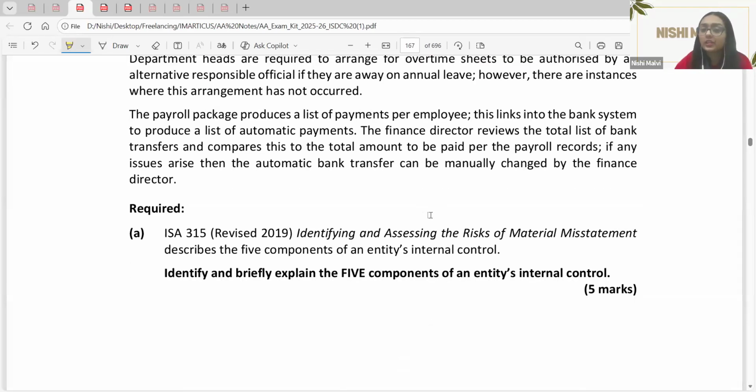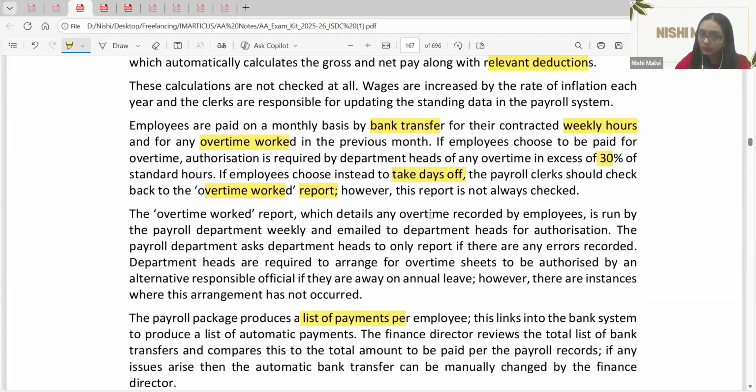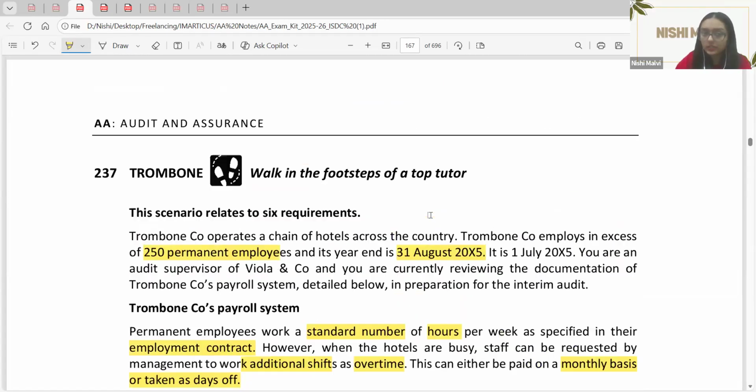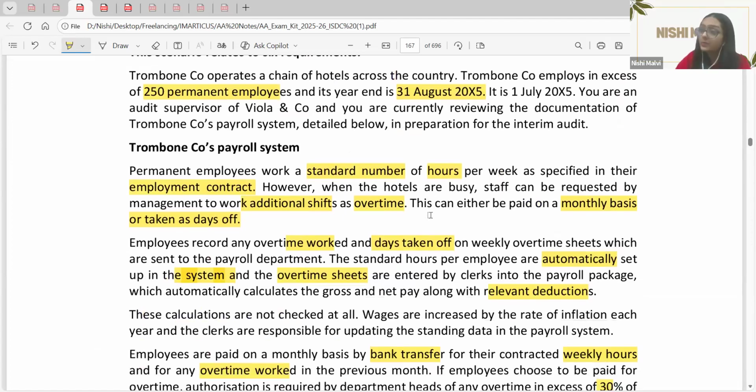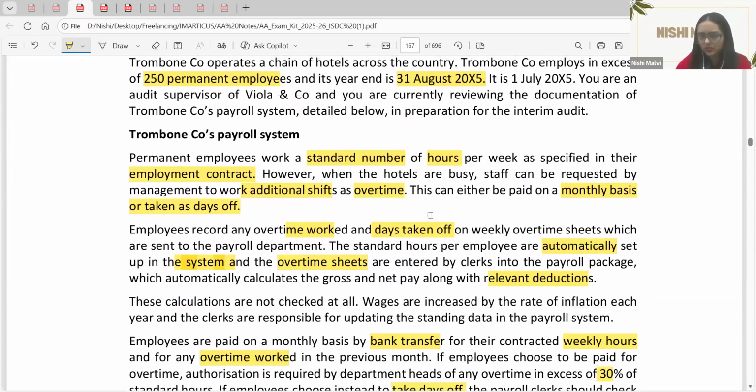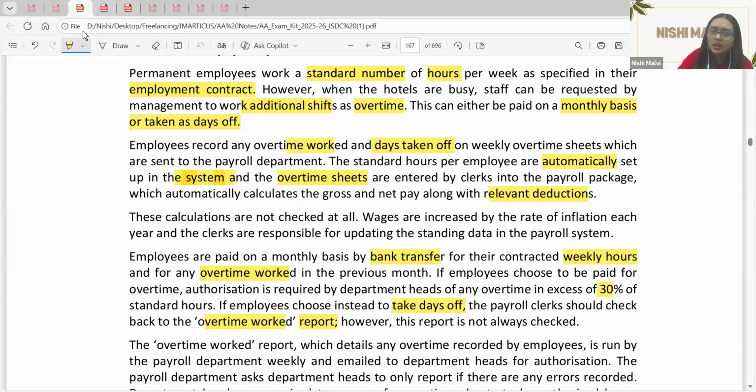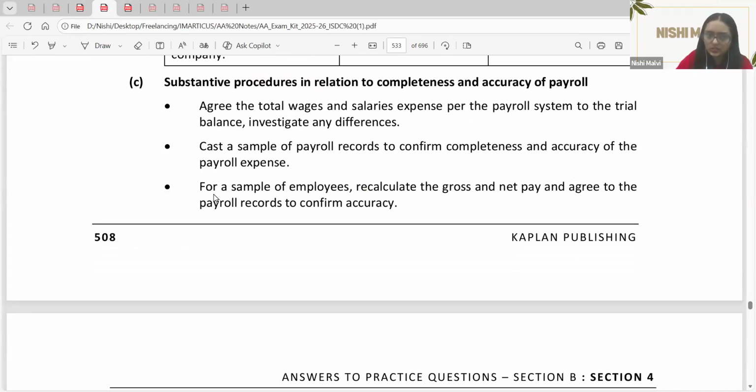Okay. The payroll package produces a list of payments. Check the list of payments. That list goes into the bank system and produces automatic payment. Review the total list paid per employee. If any issues arise, the bank can be charged manually and the director. Okay. Yes, you can include annual joiners and leavers in this. Okay, because there are 250 permanent employees and there's a peak period, so there might be a situation where they have annual joiners and leavers.